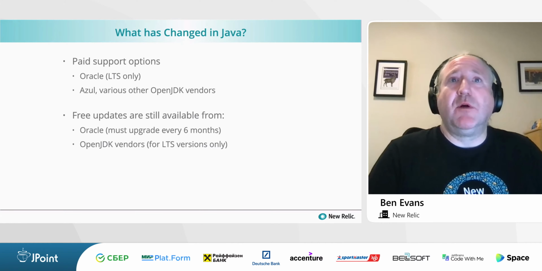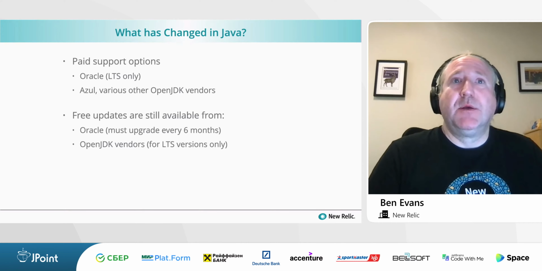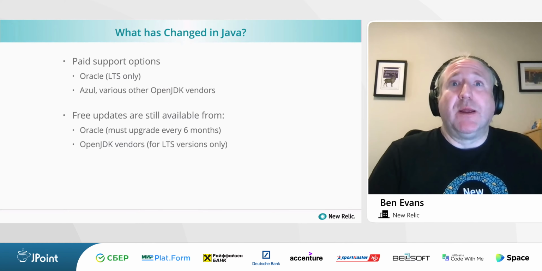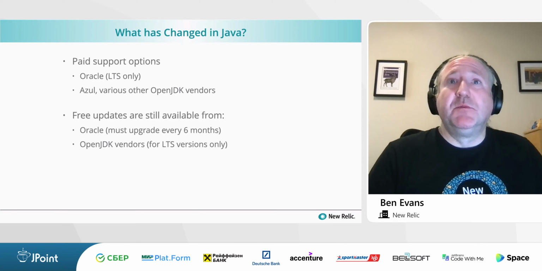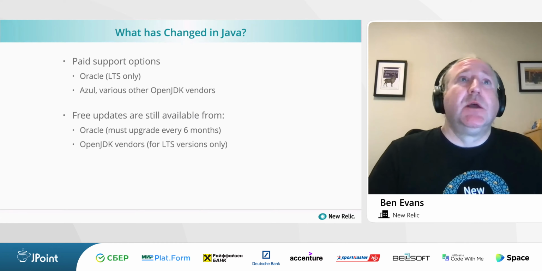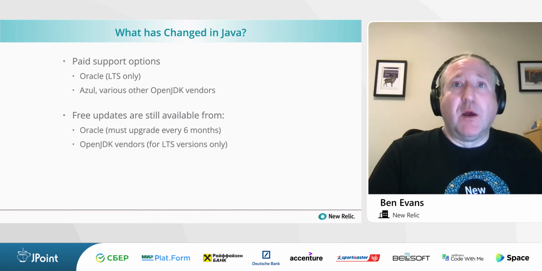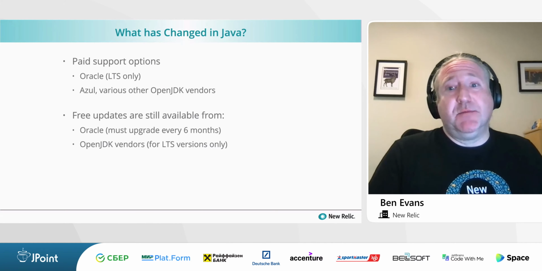Alternatively, if you don't want to upgrade every 6 months, you go to an alternative OpenJDK vendor, and they are only available on long-term support releases. So that is the story. If you want to be in conformance with the terms of the license and you don't want to pay money, those are your choices, and there aren't any others.